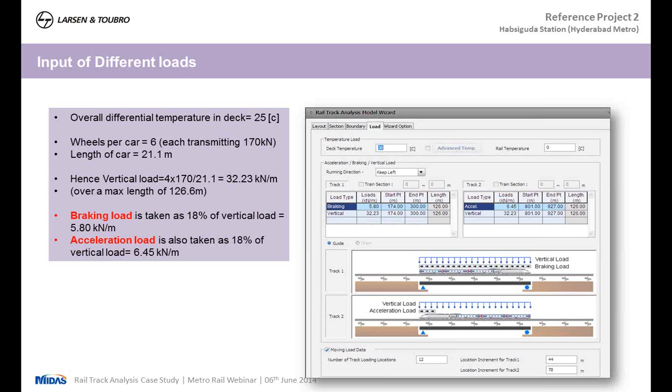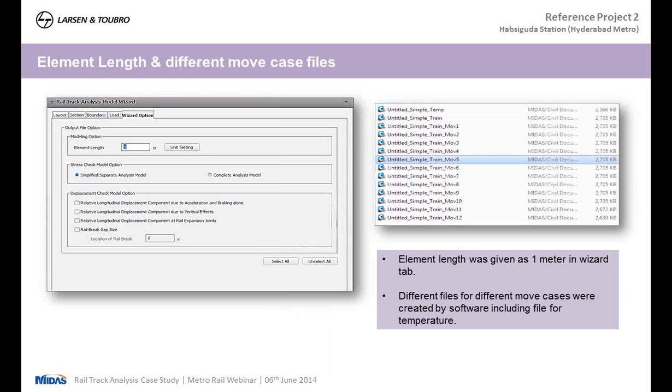As the train length was 126.6, we gave 12 moves in the move load data in order to get highly accurate results and stresses. Again, element length was given as 1 meter as recommended. Different files for different move cases were created by the software itself, including the temperature one. In this right screenshot, we can see we got 12 move case files, one simple train file, and one simple temperature file, which is for temperature loads.